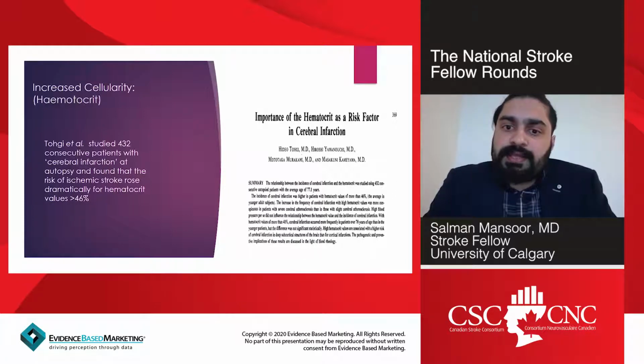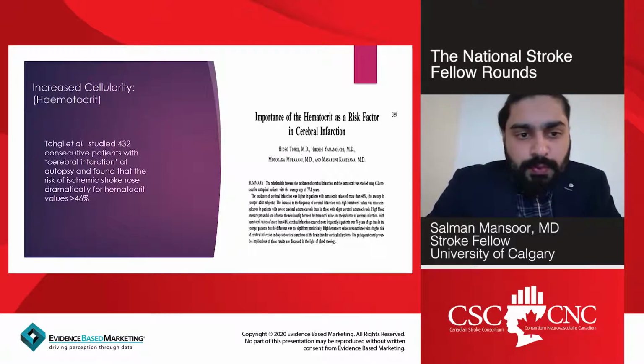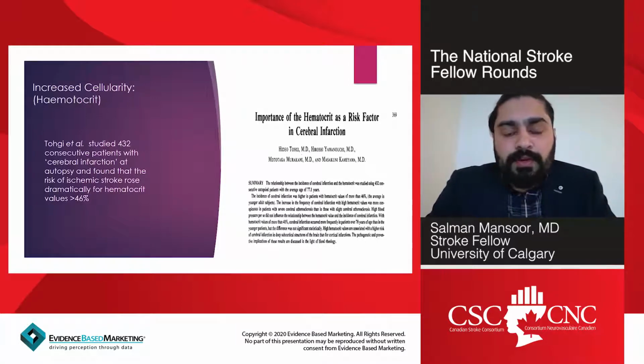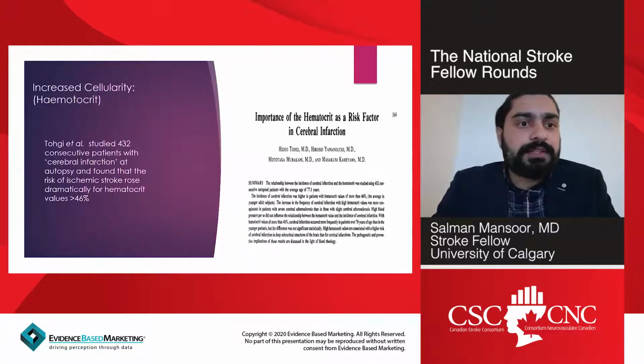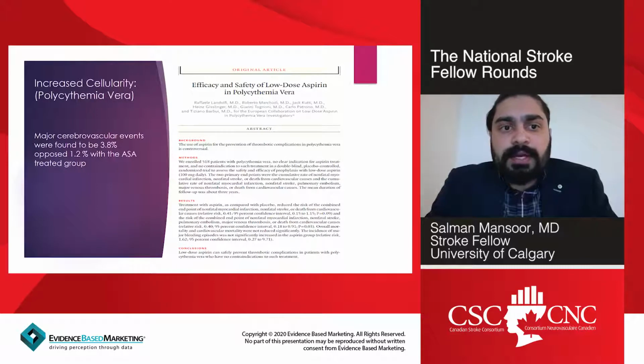This was another study which was published by Togi et al. on 432 consecutive patients with cerebral infarction at autopsy, and found that the risk of ischemic stroke rose dramatically for a hematocrit value which was greater than 46%. That supported the theory. Increased cellularity also is seen in polycythemia vera.